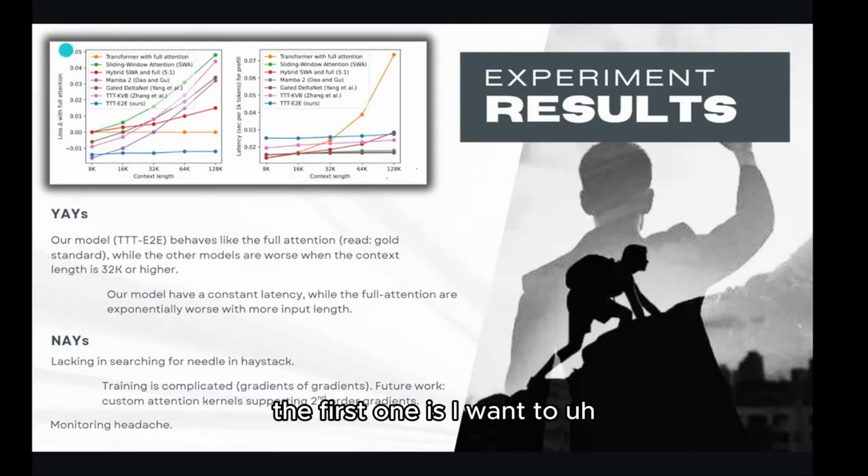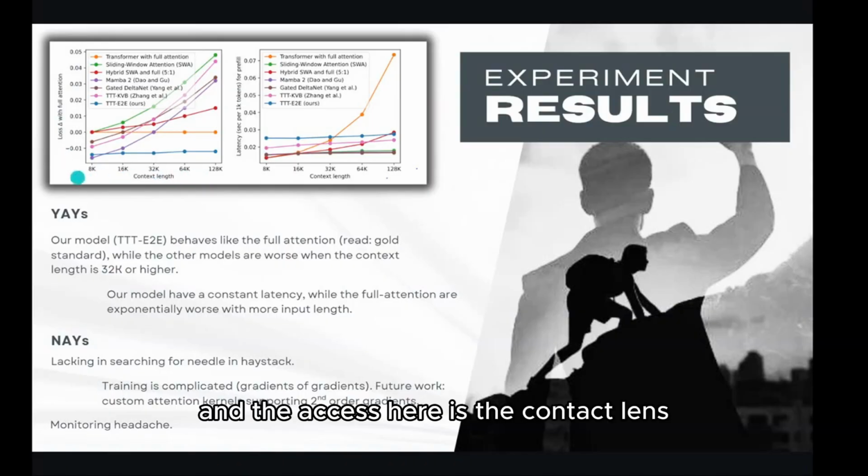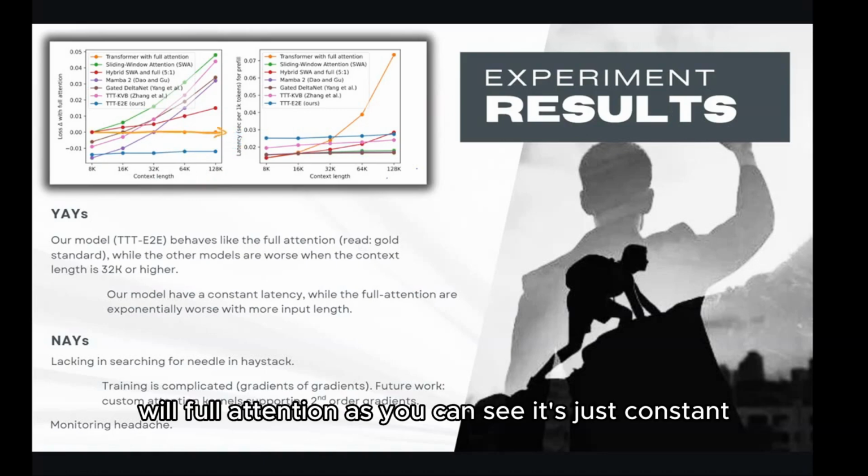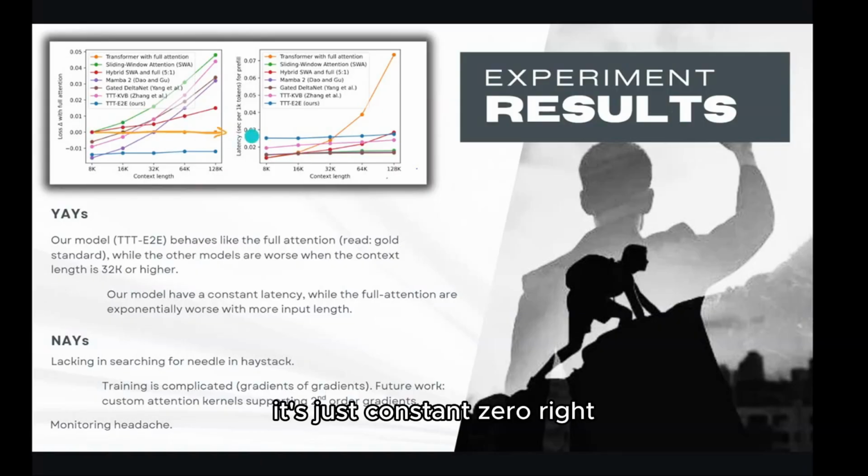The first one, I want to talk about the left part first. The y-axis here is the loss delta with full attention. So again, the lower the better. And the x-axis here is the context length. Please focus on the orange part first, because the orange part is the transformer with full attention. As you can see, it's just constant. It's just constant 0, right?